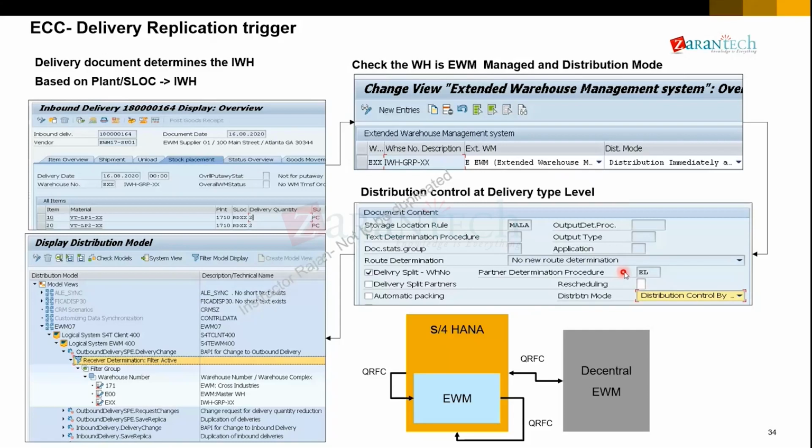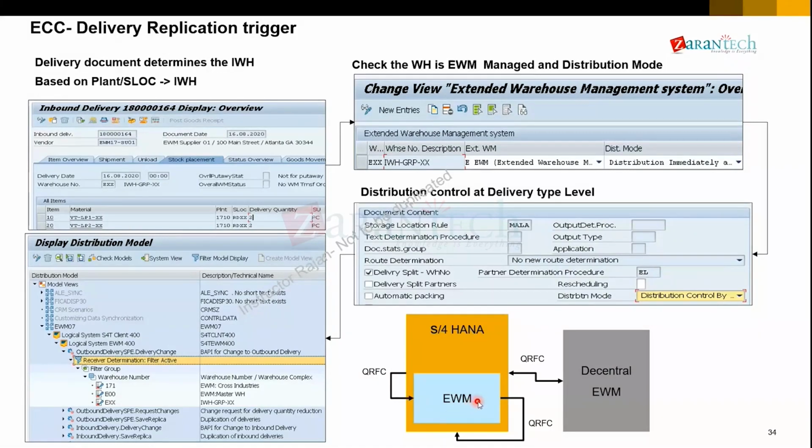Then, as I said, the distribution control is at two levels. Here at the warehouse number level, we have the distribution control, and also at the delivery type level, we have the distribution control. And we know this, whether it's a decentral EWM or an embedded EWM, doesn't matter. At the end of the day, the transactional data is all through QRFC only. So for decentral EWM, it goes through QRFC, thanks to the distribution model. And same for embedded EWM also, the communication happens through QRFC and the distribution model.